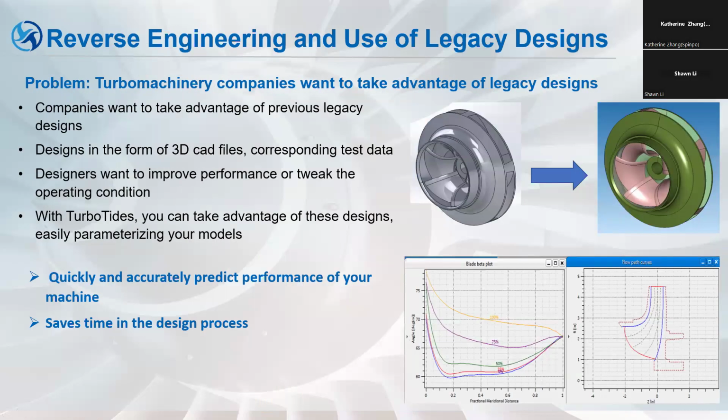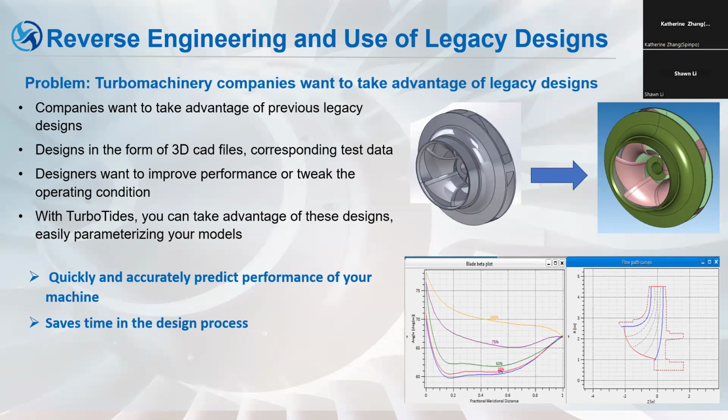So one of the things that gets pump designers excited to switch to TurboTides is our focus on making use of legacy designs and test data, as many pump designers have previous designs that they want to use as a starting point for a new design or to improve the existing design. The 3D CAD import tool gives you the capability to bring in an existing CAD file and automatically converts it into a parametric model with editable distributions for the blade angle, thickness, and the flow path curve distributions, which you can then optimize on. It's a very easy to learn tool.